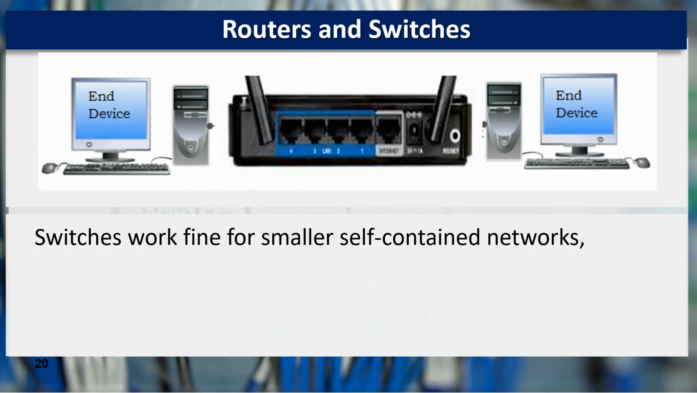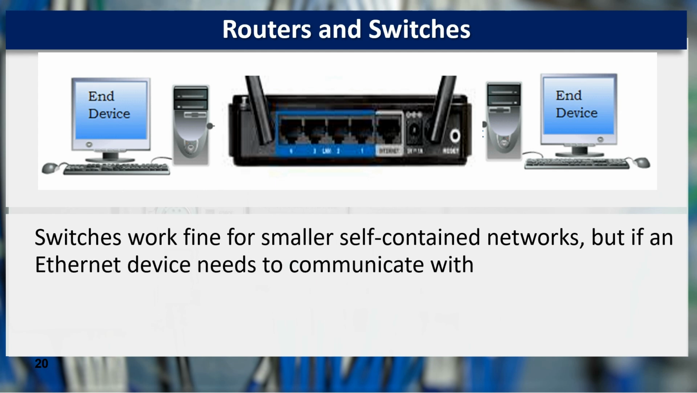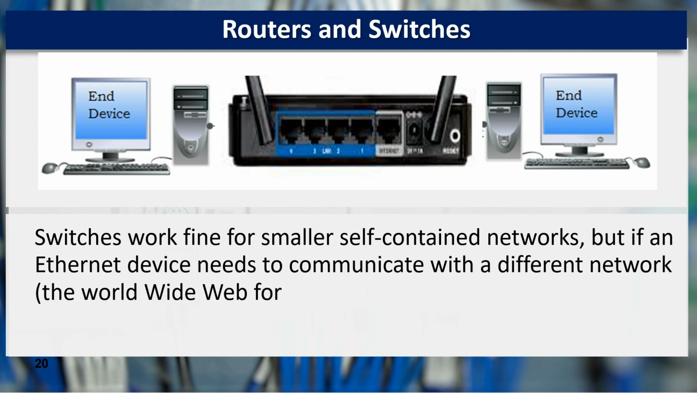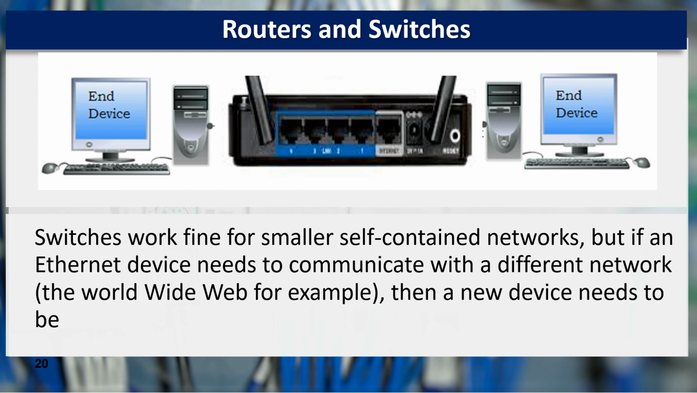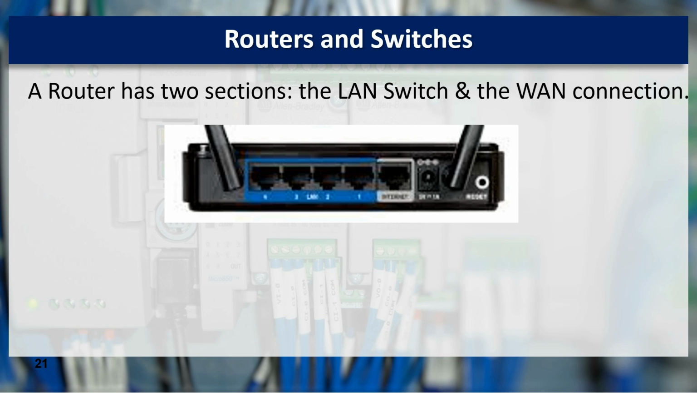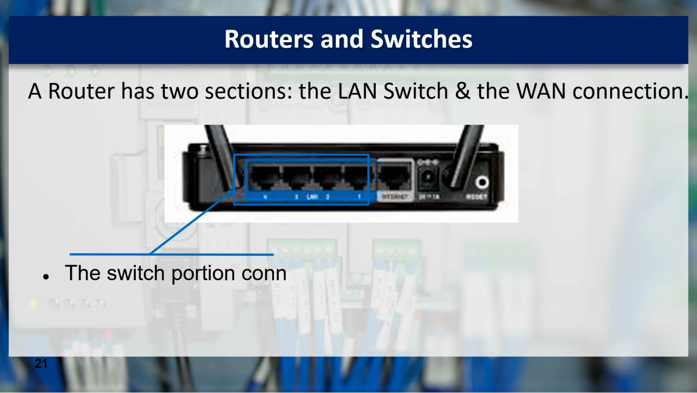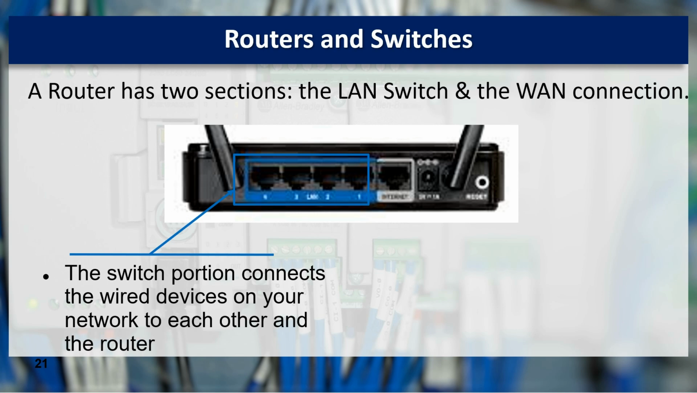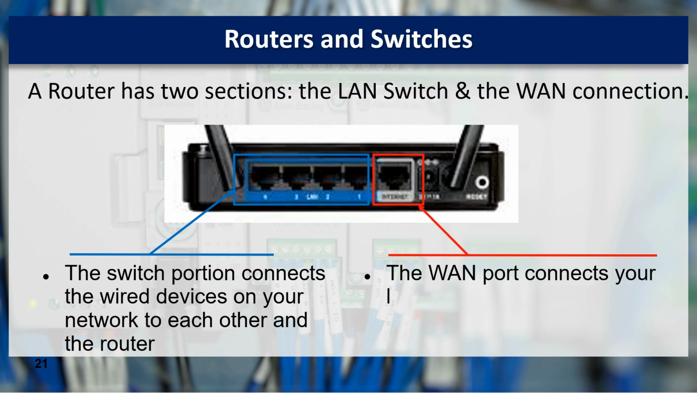Switches work fine for smaller, self-contained networks. But if an Ethernet device needs to communicate with a different network, say the World Wide Web, then a new device needs to be used called a router. A router typically has two sections: the local area network switch and the wide area network connection. The switch portion connects the wired devices on your network to each other and the router. That's the local area network half. The wide area network port connects your local area network to your ISP's network. That's the World Wide Web.